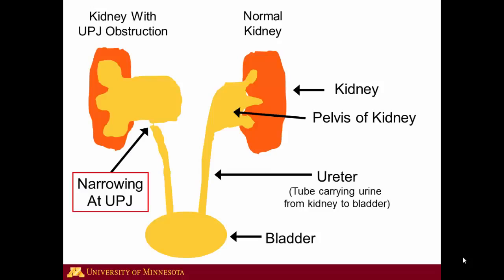In order to understand UPJ obstruction, you first have to understand the anatomy of the normal kidney as well as a kidney with UPJ obstruction. So let's start with the normal kidney. You can see that here on the right side.